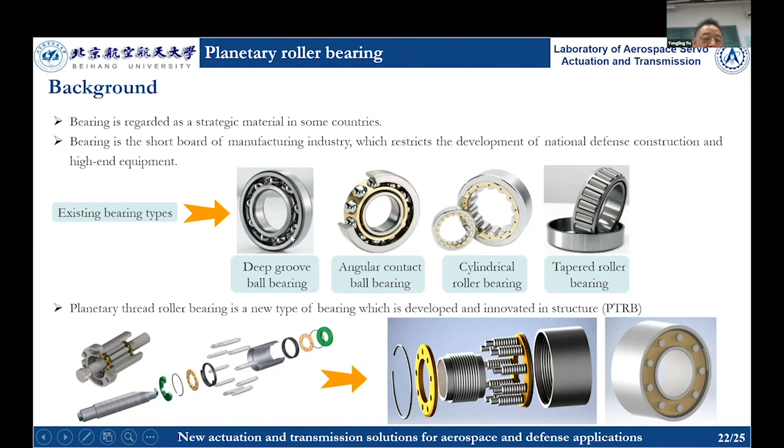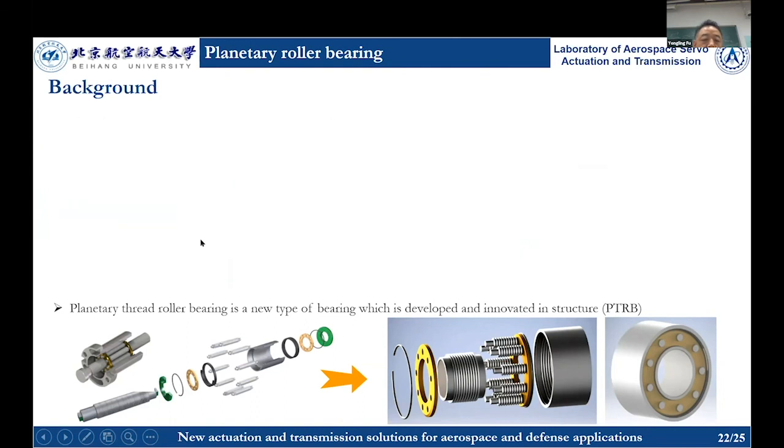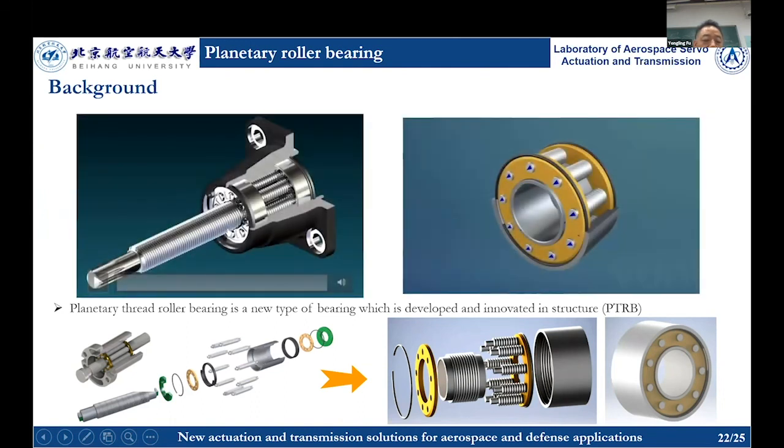And another component is the bearing. As you know, existing bearing types are like these 4 kinds: deep groove ball bearing, angular contact ball bearing, cylindrical roller bearing, and tapered roller bearing. But we give another very new type of bearing, developed and innovated in structure like this. It is from the planetary thread roller screw, and we use the parallel thread. Not like this one. The planetary thread roller screw is like this.